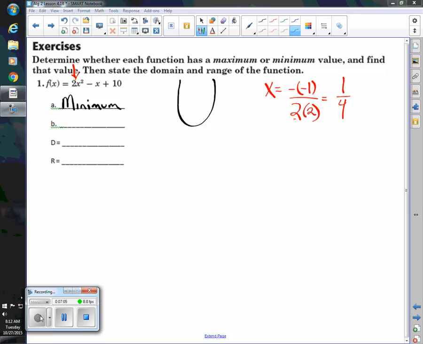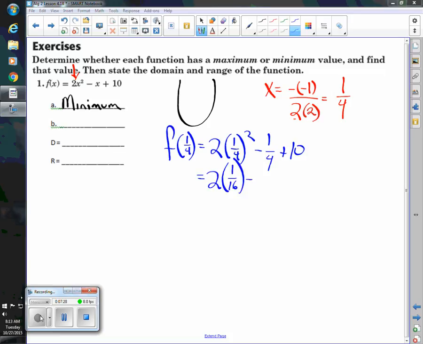So f of 1/4 equals, okay, take out your x and put in a 1/4. Okay, minus 1/4 plus 10. Okay, time for the math here. 1/4 squared is 1/16, minus 1/4 plus 10. 2 times 1/16 is 2/16, which is 1/8. I'm going to go ahead and convert everything to eighths now to make my job easier. 1/4 is 2/8. 10 is 80/8. All right, so that should be a plus.